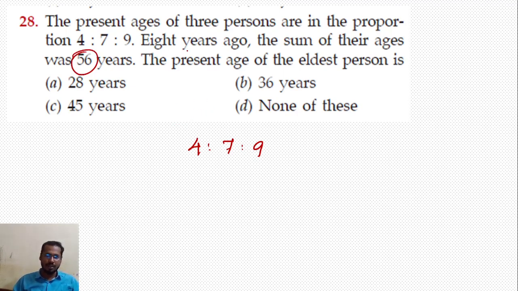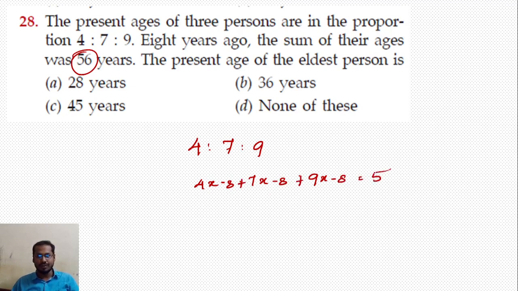So here, the present ages of the 3 persons are in the ratio 4:7:9. I can write like this: 4x, then 7x, then 9x. This is the present age. 8 years ago means minus 8, minus 8, minus 8. Now the sum of their ages is equal to 56.